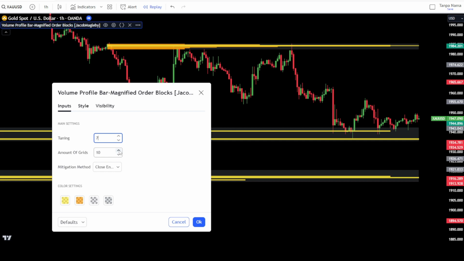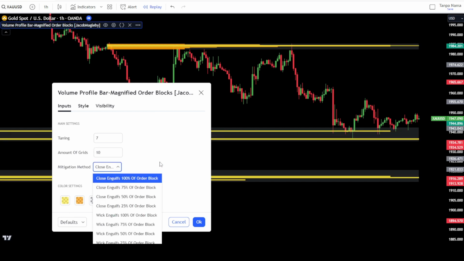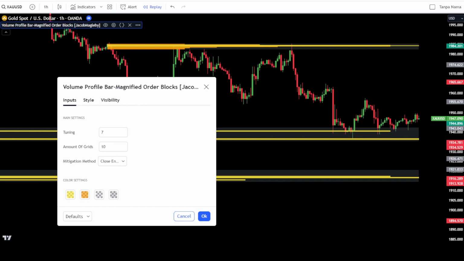The amount of grid setting controls the number of volume profile bars. Additionally, you can choose from several settings in the mitigation method. In this example, I will use the volume profile bar magnified order block indicator with its default settings. The only customization I will make this time is in the color settings. Please adjust the color of the volume profile order block according to your preference, then click OK.